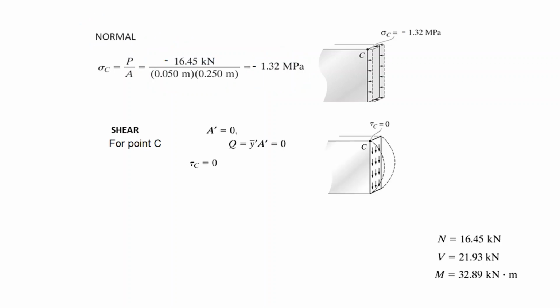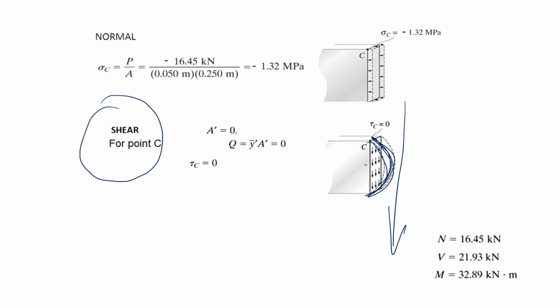Next, the shear force. Acting this way, the stress distribution will look like this, maximum in the middle, but I am interested in point C. My point C is on the surface where the tau is 0, so nothing to calculate. The shear stress due to the shear force in point C is 0.